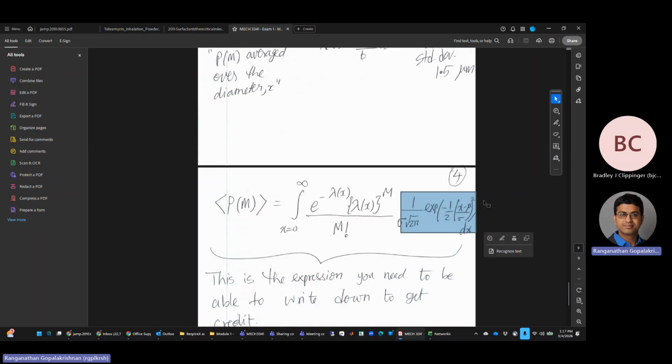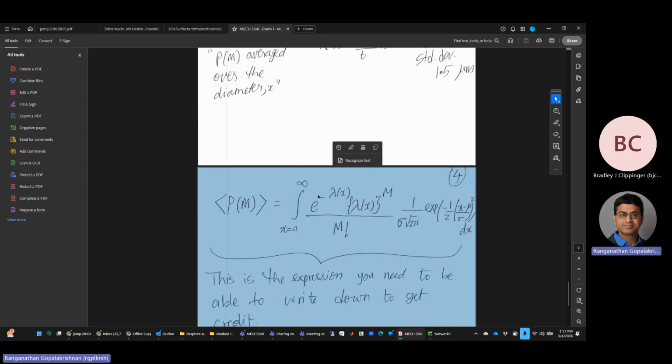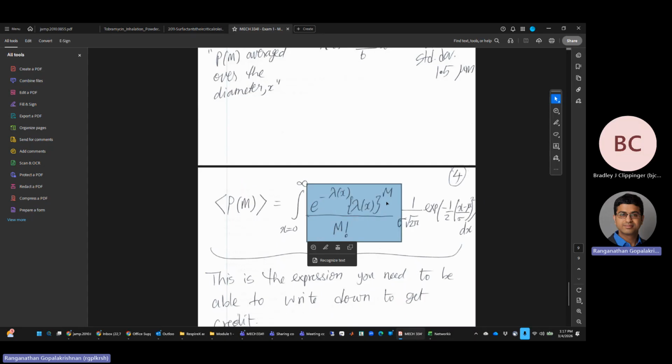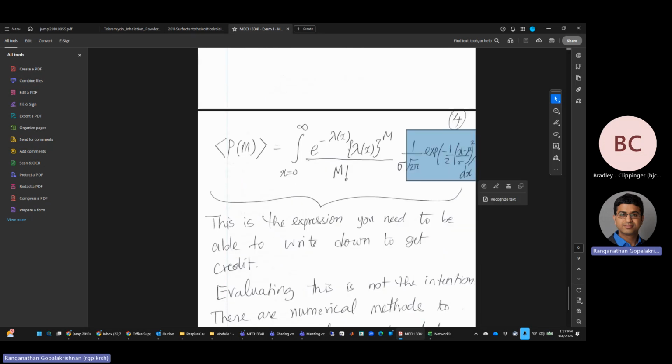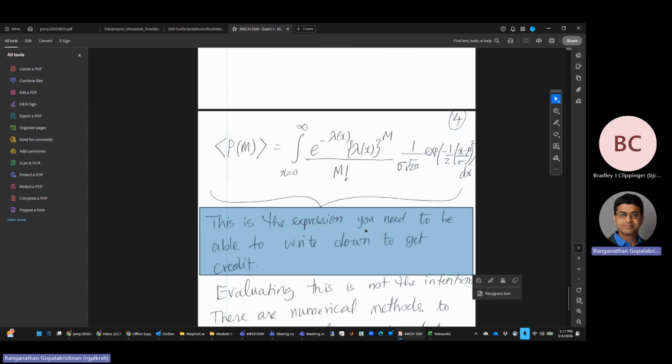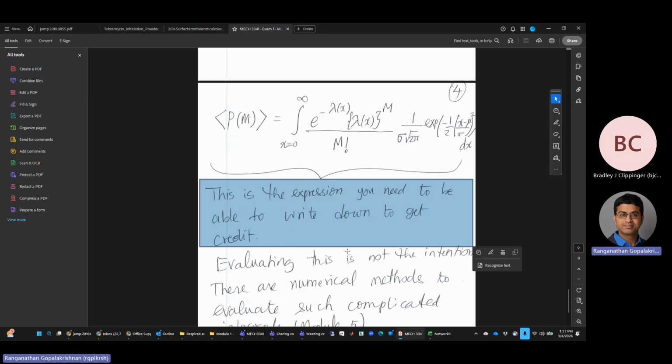Okay. So then once you set it up, this part is the probability of having m droplets, which depends on the droplet size itself. And this part is the probability of x taking on a certain value with a mean and standard deviation. You set up this integral, and that's it. At this stage for this module, we just want to make sure you are able to set up such an integral. And evaluating this is maybe later in the course.